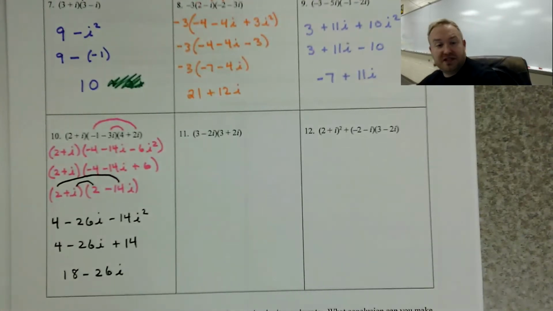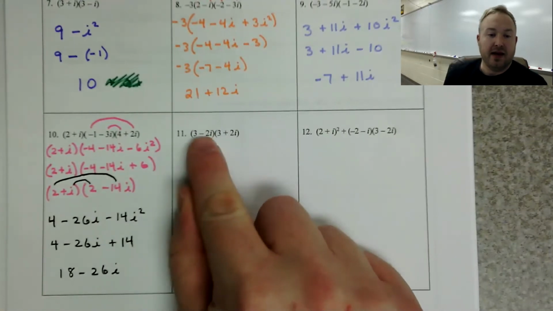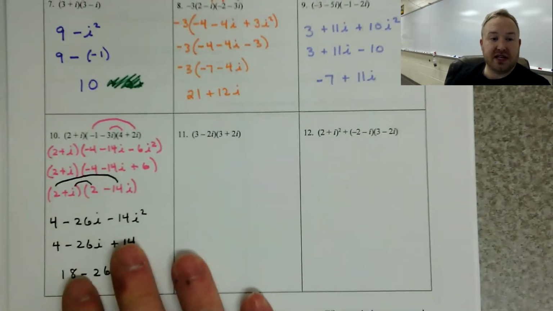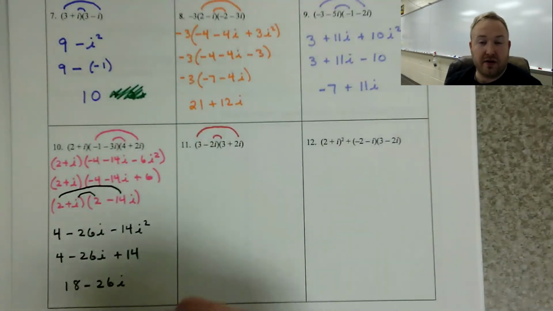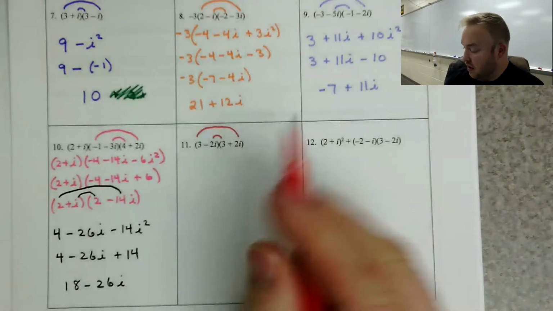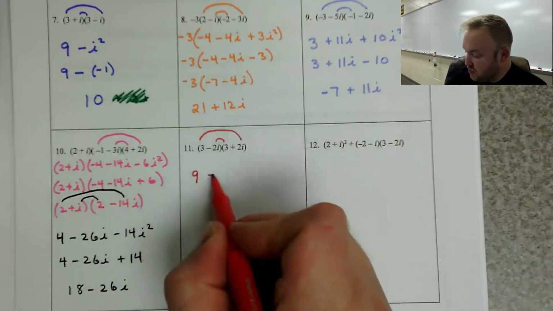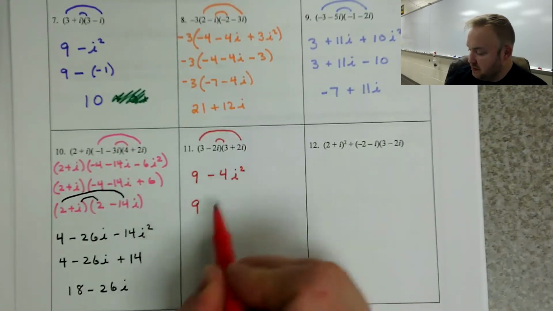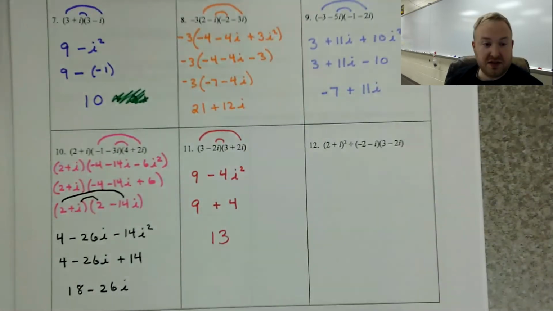Okay, for number 11, we see another situation where the 2 binomials are exactly the same, except in one of them, the middle sign is a negative, and in the other one, the middle sign is a positive. We know that in those cases, the outer and the inner products are going to cancel each other out, so we don't need to do them at all. We'll just do first times first, which is 9, and last times last, which is minus 4i squared. And we know negative 4 times negative 1 is positive 4. 9 plus 4 is 13.